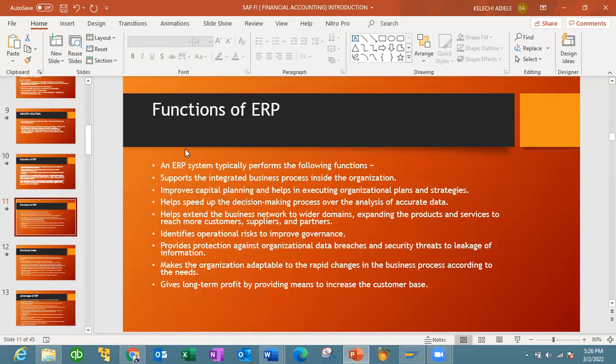Okay. So ERP basically performs the following functions: supports integrated business processes, improves capital planning and helps in executing operational plans and strategies, helps speed up the decision-making process, helps extend the business network to wider domains, identifies operational risk to improve governance, provides protection against organizational data breaches, of course, security, and makes the organization adaptable to rapid change in the business process according to various needs.